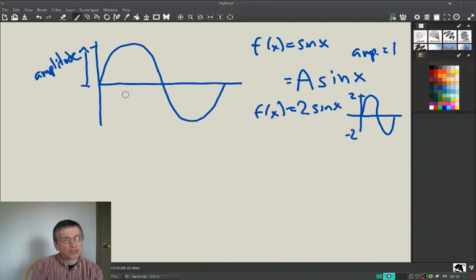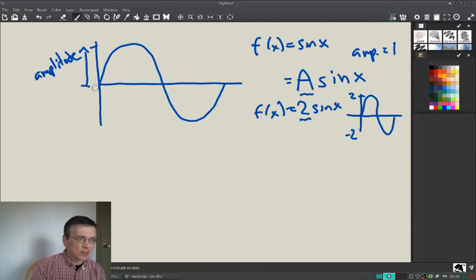So that's amplitude. And you can have it go less than 1. You can go to 1/2. This amplitude can be 1/2. It can go up to 80. You can scale it however you want. That's what this number out here does to this sine function.